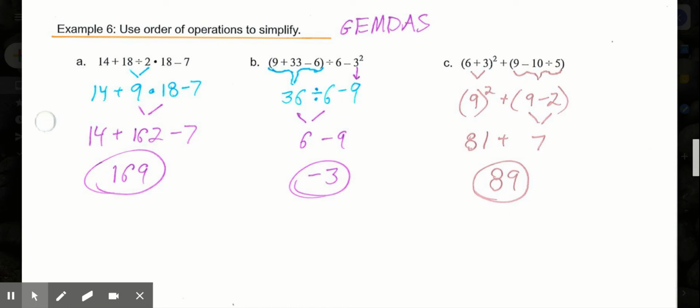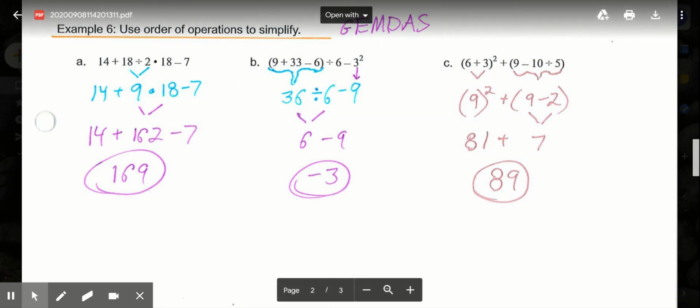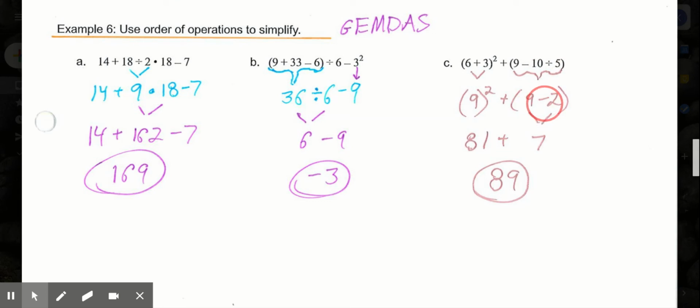And then in part C, we have 2 different sets of grouping symbols. So I'm going to do the math in both first. 6 plus 3 is 9, so that first one just becomes 9 squared. Then on the right, we have 9 minus 10 divided by 5. So I have to do the division first, so that becomes 9 minus 2 in parentheses.